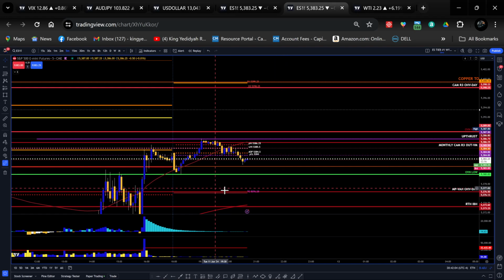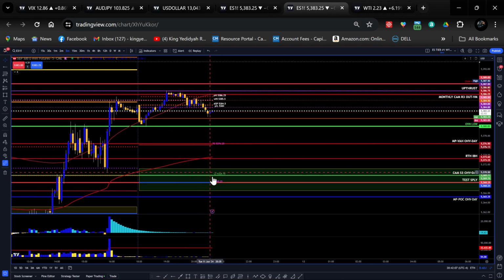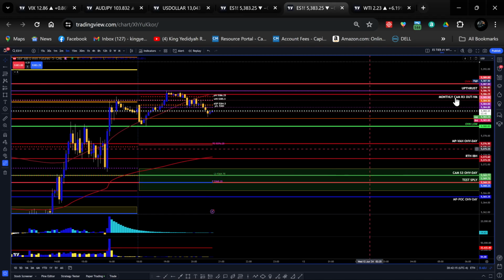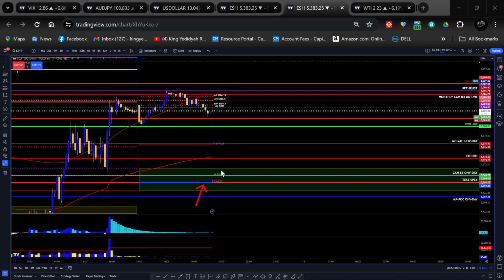Looking at the central pivot, we have a golden pivot zone here, with the central pivot at 53.68.25 and Camarilla S3 at 53.69.75, right? So label that my golden pivot zone, this range. It's also coinciding with this test of supply, so that's our support for the day. So if we're coming down here, this is my support area, looking for buys around this area.